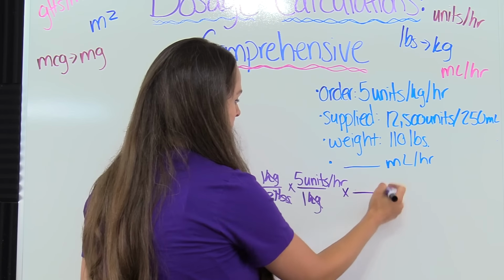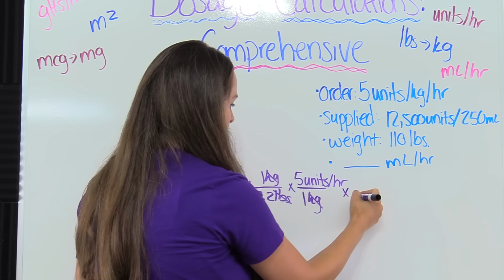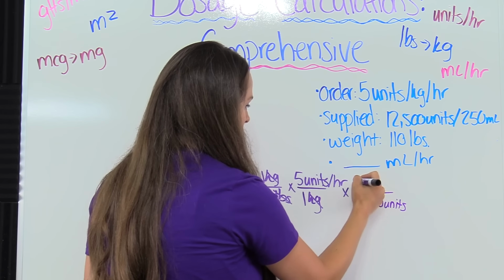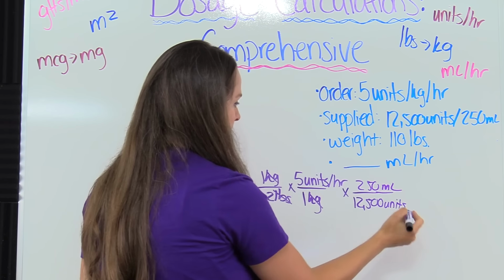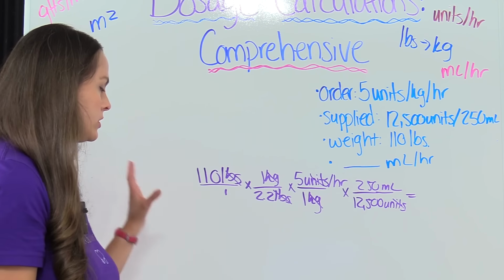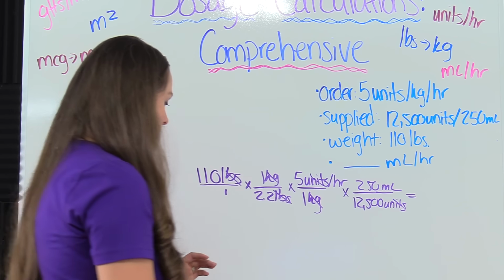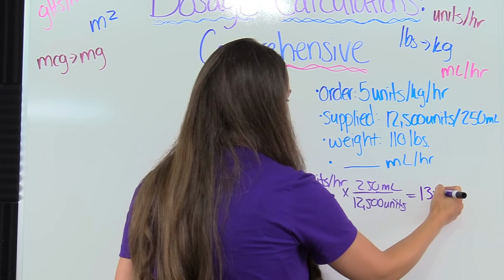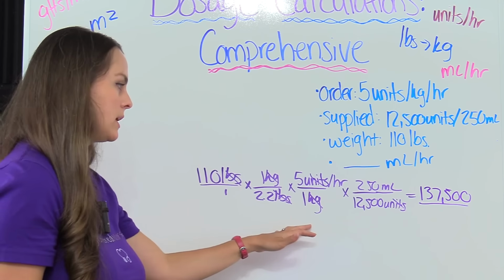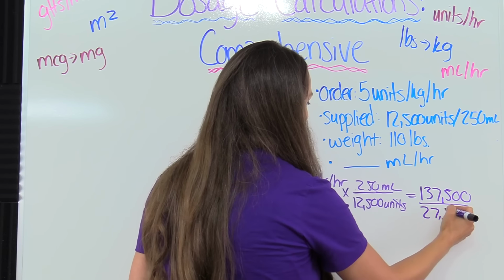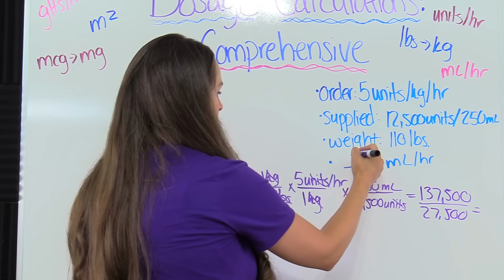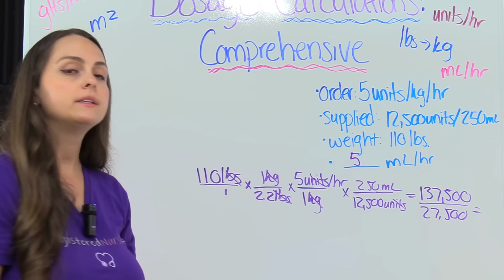So we're told that in this bag there's 12,500 units in this 250 ml bag. So units cancels out and we're left with milliliters per hour. So we're ready to solve. So when you multiply everything at the top, you get 137,500, and multiply everything at the bottom, you get 27,500, and then we're going to divide that out. And whenever you divide that out, you get 5. So our answer is 5 milliliters per hour.